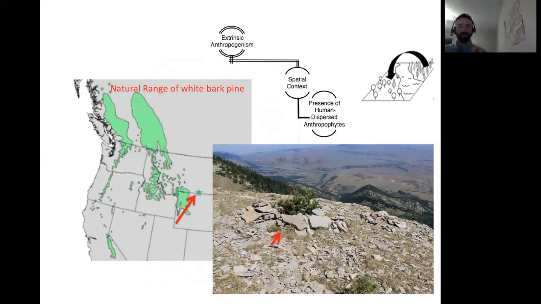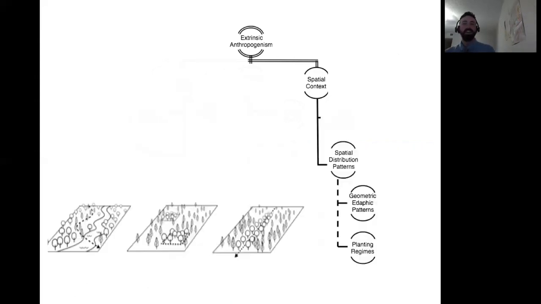And if you want to learn more about that, I have a great resource to share with you, for those of you who are particularly interested in Plains Indian archaeology. Some other examples of the spatial context could be geometric edaphic patterns, meaning the soil underneath that's been modified by humans. That could be the footprint of a privy, or the footprint or foundation of a building. These sort of non-random geometric patterns are something worth looking for.